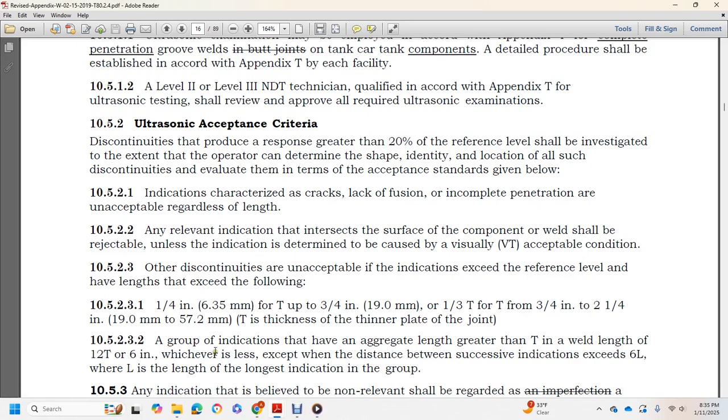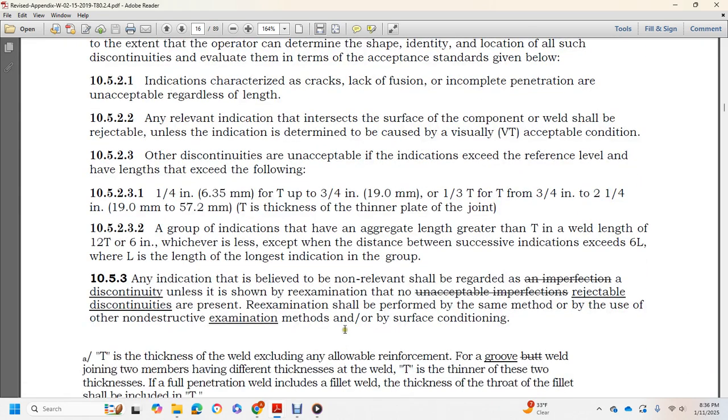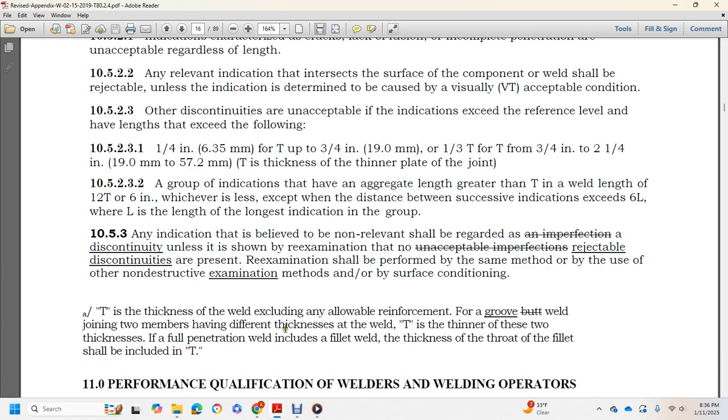Group indications having an aggregated length greater than the thickness of the thinner plate of the joint, in a weld length of 12T or 6 inches, whichever is less, are unacceptable, except when the distance between successive indications exceeds 6L, where L is the length of the longest indication in the group. An indication believed to be non-relevant should be regarded as an imperfection or discontinuity unless it is re-examined and shown that no unacceptable imperfection or rejectable discontinuity is present. Re-examination will be performed by the same method, by other non-destructive examination methods, or by surface conditioning.